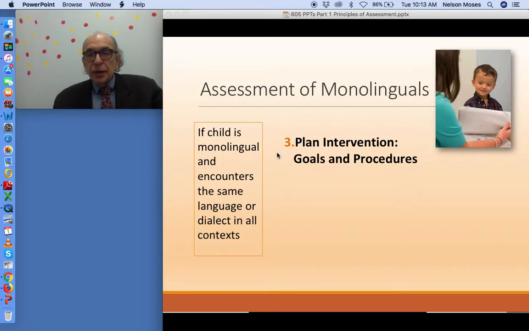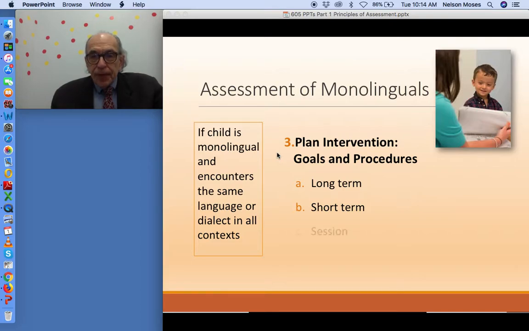And intervention means the derivation of goals and procedures. And keep in mind that when we think about goals, typically we write long-term goals, short-term goals, and session goals. And the nature of each of these types of goals or objectives will inform the kinds of information we seek when we conduct an assessment.